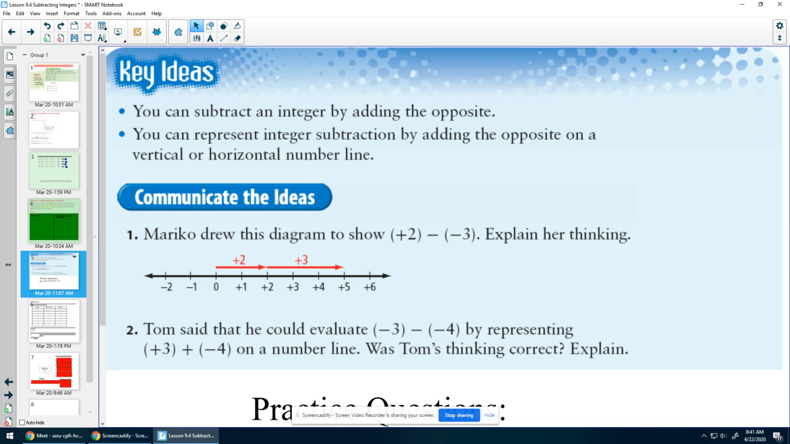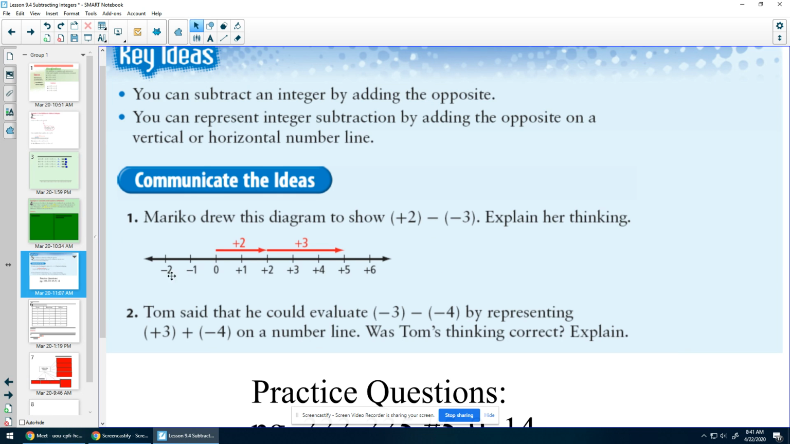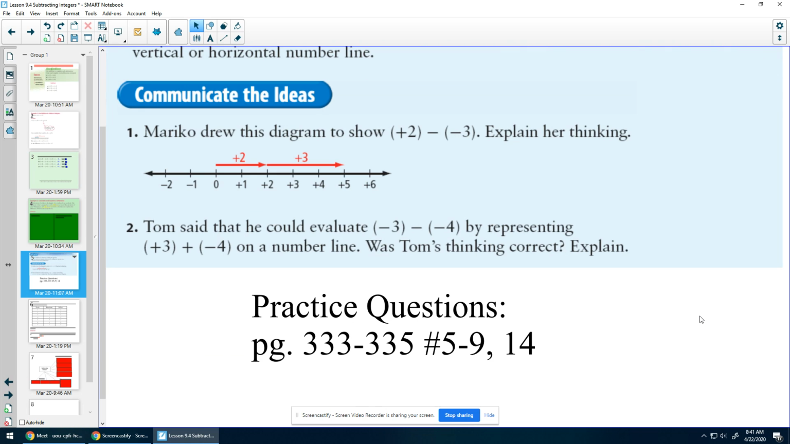Key ideas from this lesson. You can subtract an integer by adding the opposite. You can represent integer subtraction by adding the opposite on a vertical or horizontal number line. So, to communicate the ideas, I want you to give these two questions a shot. Pause the video and then press play when you're done.